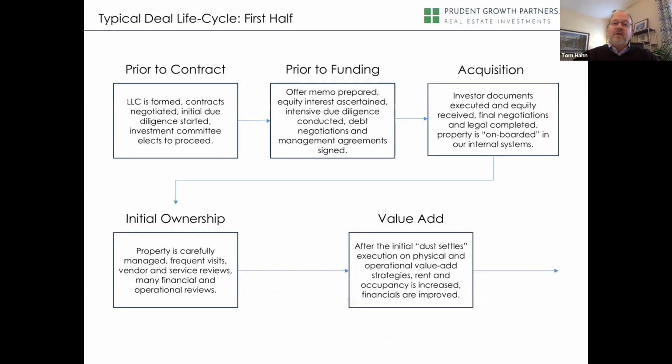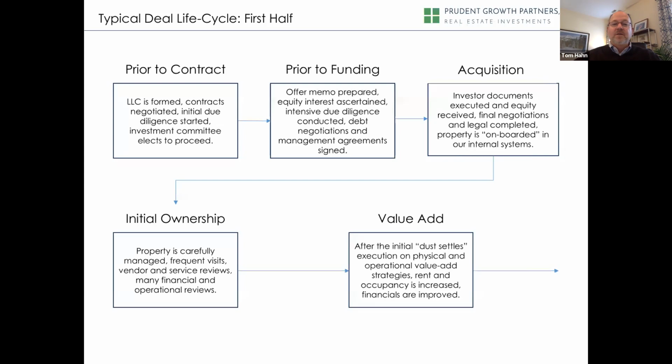This is just an example of how a deal kind of moves through. And just quickly, prior to going under contract on a deal, because practically speaking, there's a lot of moving parts here, and it's important that investors understand this. We'll be forming an LLC, negotiating contracts, starting initial due diligence. We have our own investment committee that will approve the investment. Once it looks like the deal's going to be going, we'll be preparing offering memos, soliciting interest from our investors who have invested with us in the past. We also like to leave room for new investors where possible.